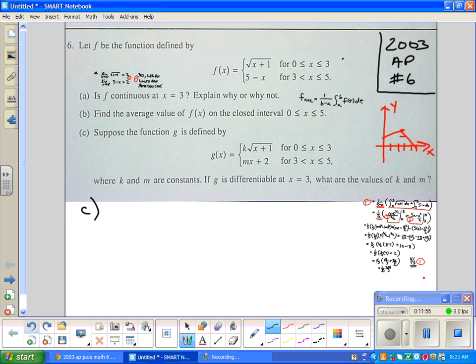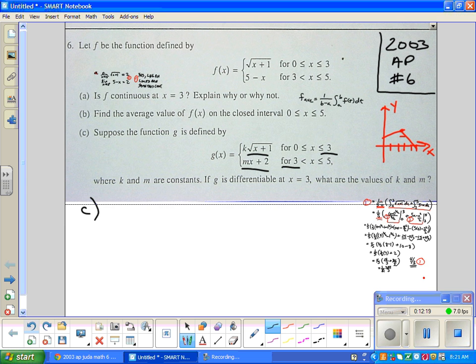What's the derivative of m? They're numbers, so k and m are constants. It says g is differentiable at x equals 3. What are the values? Two things. One, if it's differentiable on a piecewise function, the derivative of each of these has to be the same at 3. If it's differentiable at a point, it is continuous at that point.